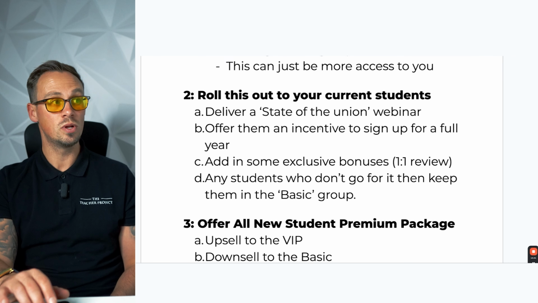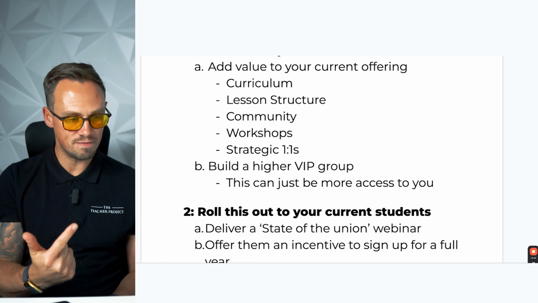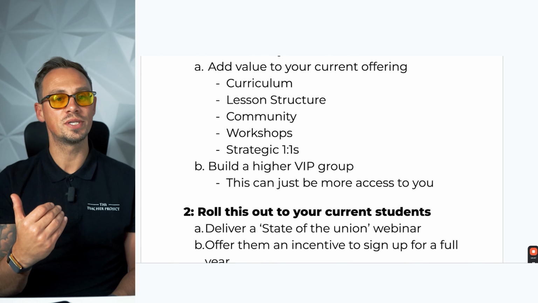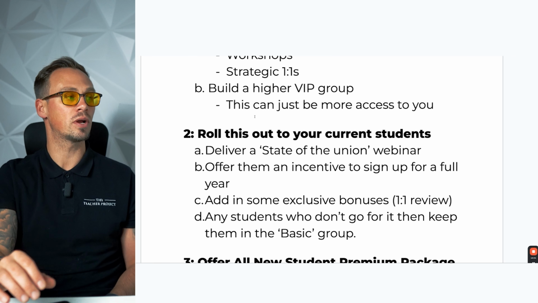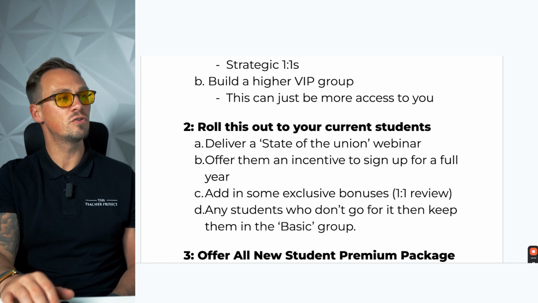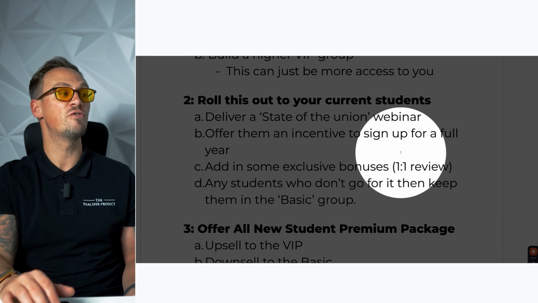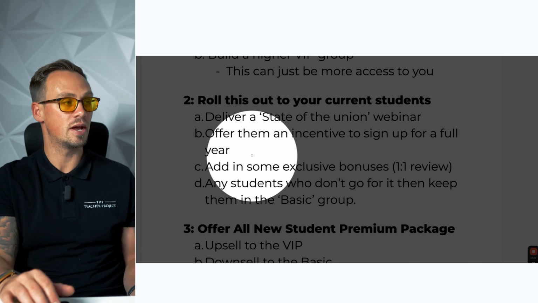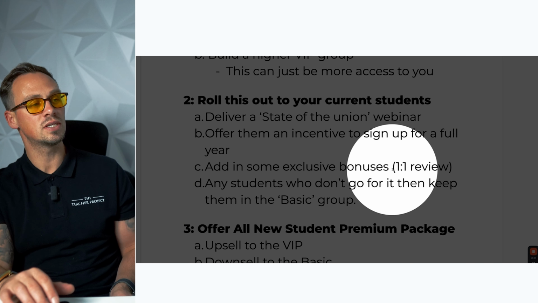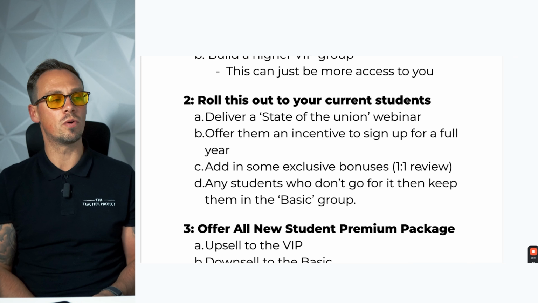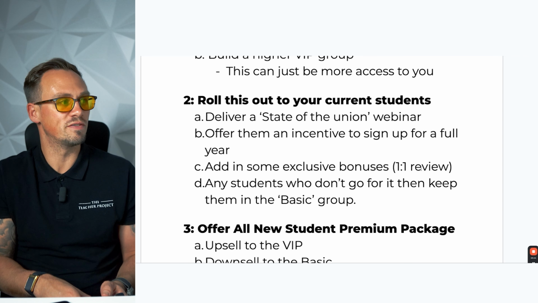Don't just sell the features that I've listed here. Sell why you're doing it. What's the vision, how it's going to help, what's the game plan, what's the outcome that you're striving towards, okay? Remember, sell on outcomes. Now, for your initial students, offer them an incentive potentially to sign up for a full year, okay? An amazing founding member rate. Add in some exclusive bonuses, like a one-on-one review, assessment or check-in, or some sort of exclusive workshops.